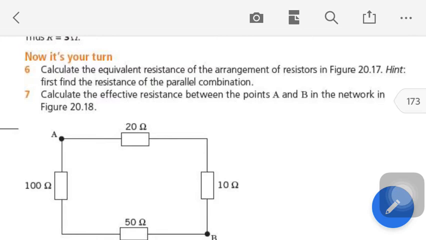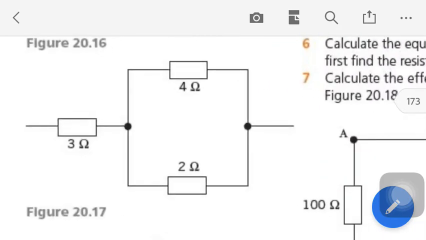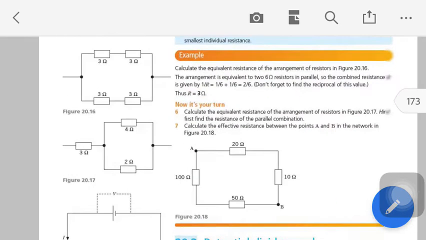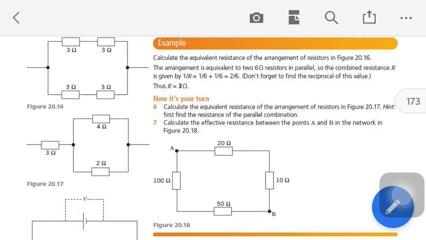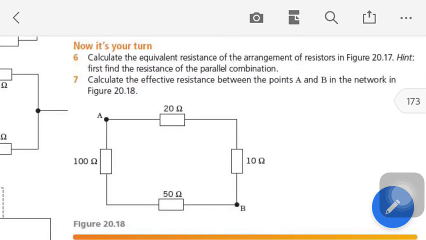Then try doing questions 6 and 7. You can pause the video and do them. So figure 20.17 is this, and for question number 7, 20.18 is here. Okay, so assuming you have done that, let me try question number 6 and 7.